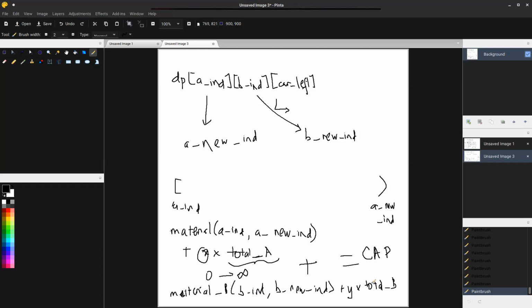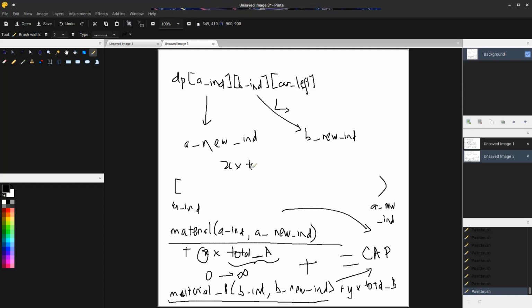Okay, so let's do some quick maths. We move this part to the other side, so it's minus now. We move the new material to the other side. So what we have left is X times total A plus Y times total B equals capacity minus these two things, which I would call C. I'll just replace it with C for ease.